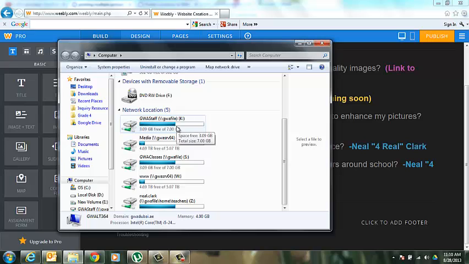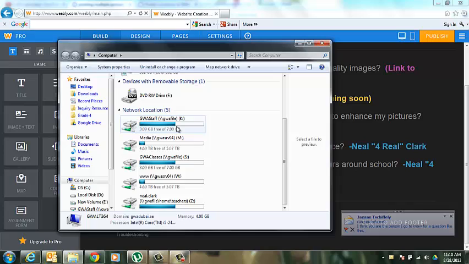I don't recommend saving anything on the K drive because of it's such a cluttered mess. But it is there in case you want to.